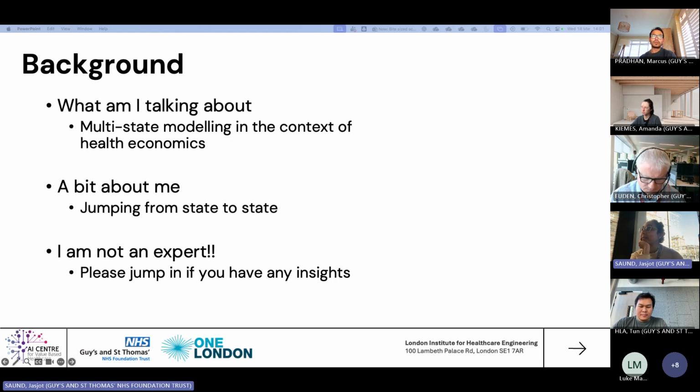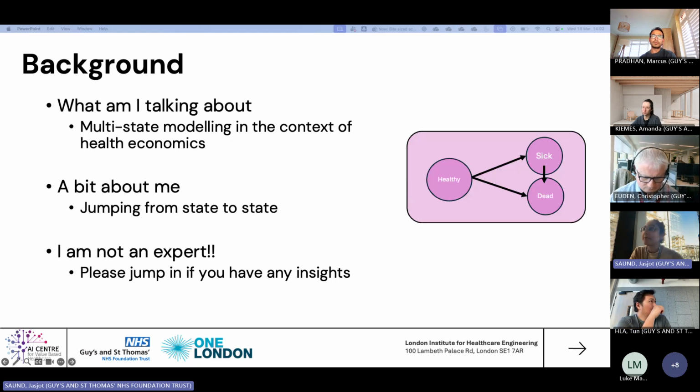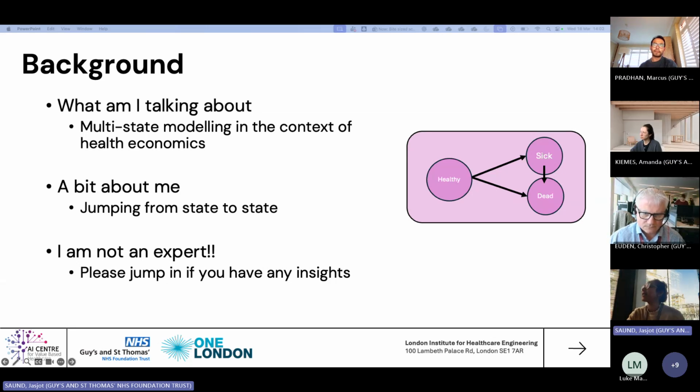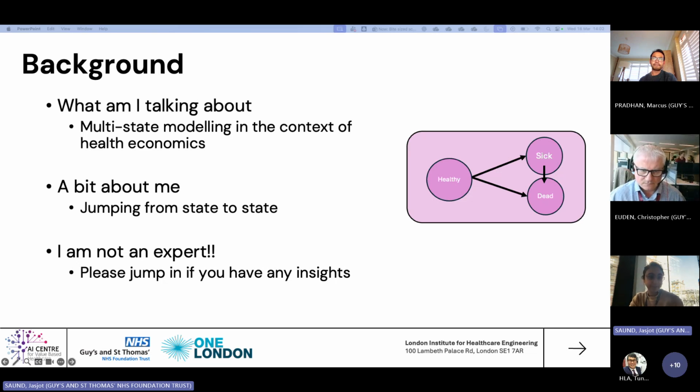I'll be talking about multi-state modeling in the context of health economics, giving a little bit of an insight into what some of these decisions involve. Maybe you work in this area, maybe this is completely new, but either way, I'm not an expert. This is something I'm learning about on the go, but I thought it'd be really interesting to share. So multi-state models, this is an example of one. It's essentially looking at different health states: healthy, sick, sicker, dead. A particular way to model this is called Markov modeling, which is what I'll be talking about.